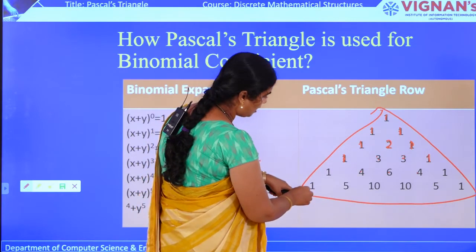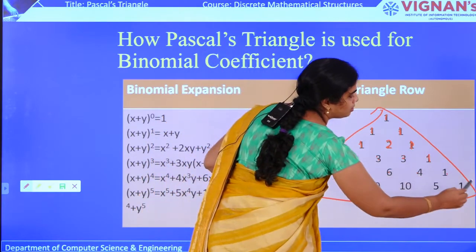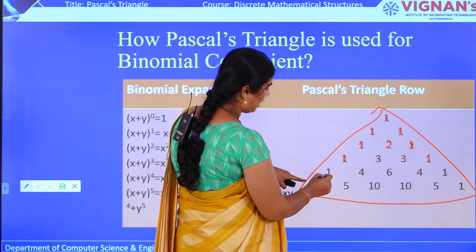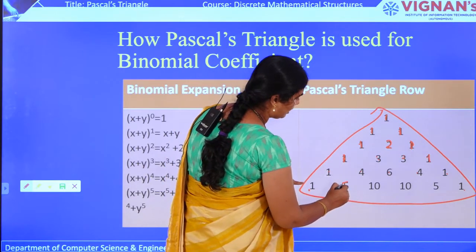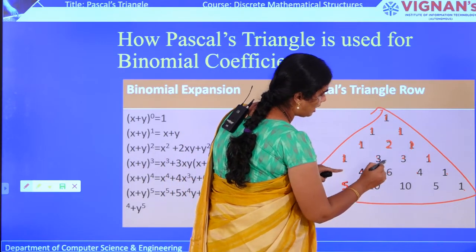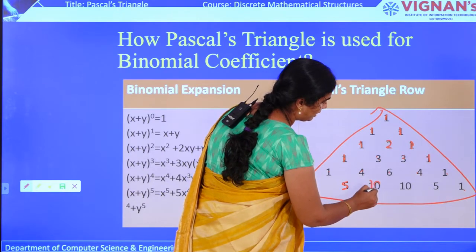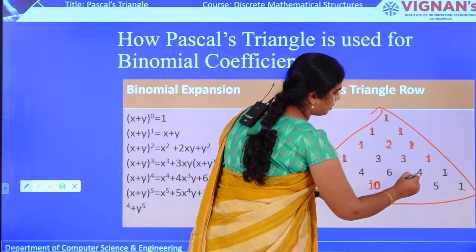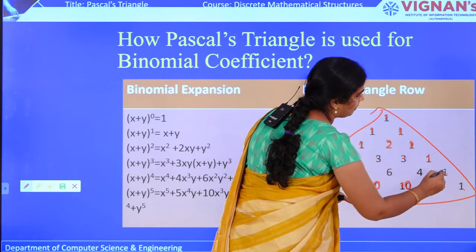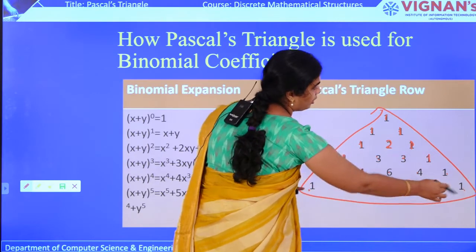Next, again this 1 is brought down, and this one also is brought down. Next, this 1 plus 4 is added and kept as 5. 4 plus 6 are added and kept as 10. Next, 6 plus 4 is 10. Next, 4 plus 1 is 5. As we already know, this is 1.